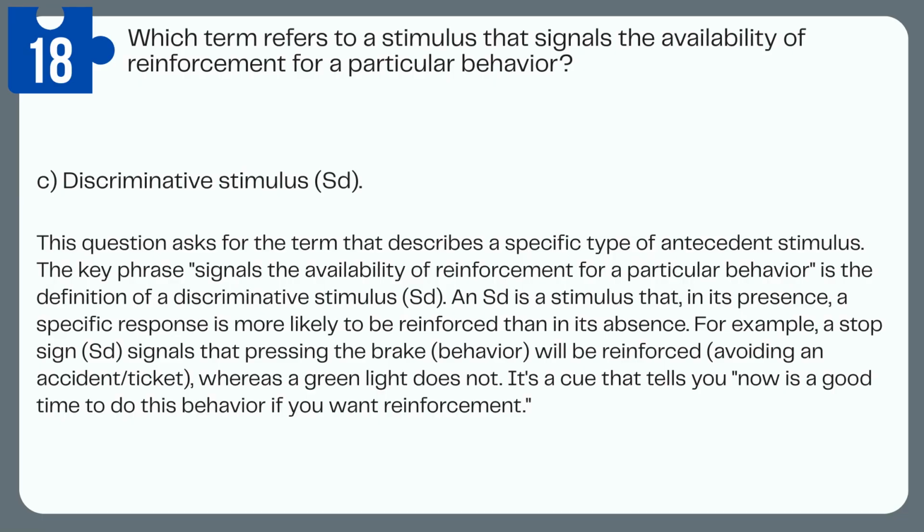It is a stimulus that, in its presence, a specific response is more likely to be reinforced than in its absence. For example, a stop sign, SD, signals that pressing the brake behavior will be reinforced, avoiding an accident or ticket, whereas a green light does not. It's a cue that tells you now is a good time to do this behavior if you want reinforcement.